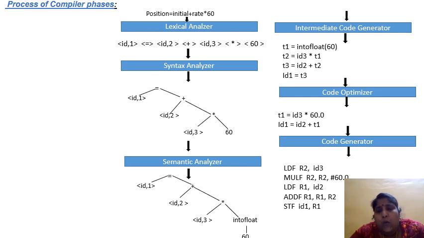This intermediate code is then fed to the code optimizer. The code optimizer will reduce the number of instructions, helping to reduce the size of the program. The program size will be reduced by the code optimizer. Then the code optimizer gives the code to the code generator. The code generator, according to the machine language or the language we are using, will generate the machine code.